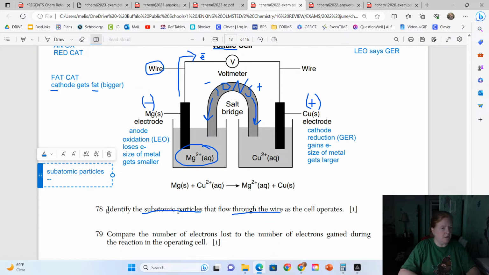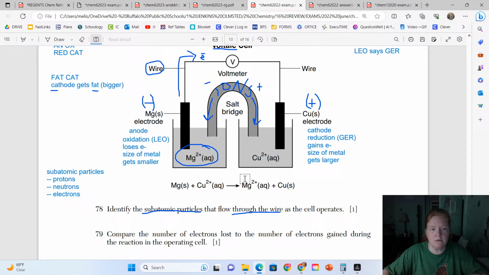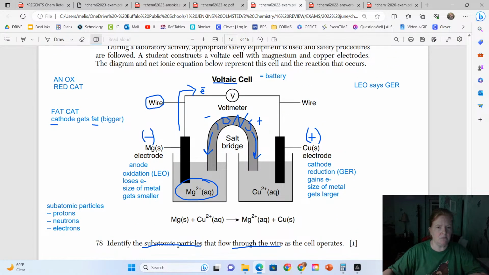Yeah, I will scroll right back up real quick. So I'm just going to type these first, and then I will scroll up, okay? So the subatomic particles are protons, neutrons, and electrons, 3 things that are smaller than an atom. If it says in terms of subatomic particles, those are your only 3 possible answers. All right, there you go. I scrolled up a little bit. So for number 78, it says identify the subatomic particles. My answer is protons, neutrons, electrons. It could just be one of them, or it could be more than one of them.